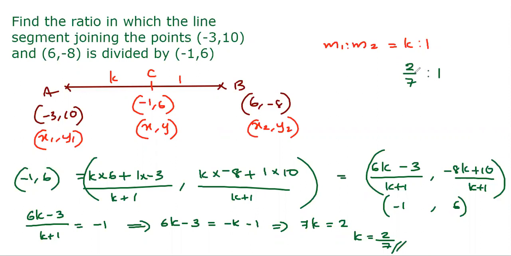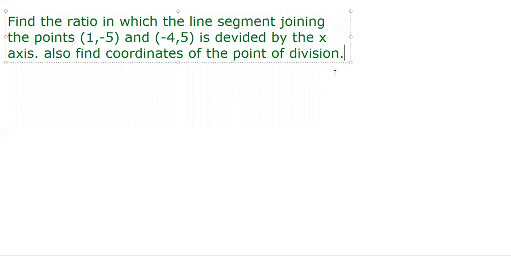If you want to represent the ratio in whole numbers, you can multiply both sides of the ratio with a whole number. So here it is 2 by 7. To make it a whole number, you can simply multiply it with 7 on both sides. So it will become 2 is to 7. So this is the ratio in which the line segment AB is divided by the point C. The ratio of division is 2 is to 7. This is the second type of problem we can expect. So this is our next question.